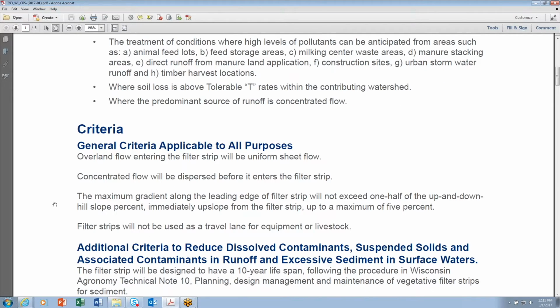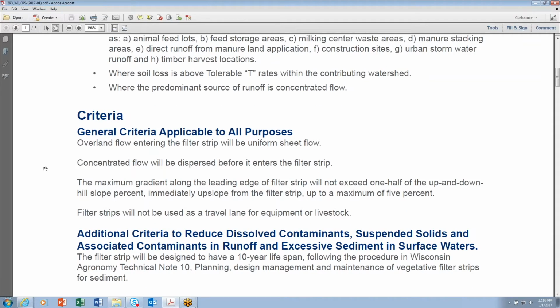Okay, so the general purposes: overland flow entering filter strips needs to be uniform sheet flow. The assumption is that we do have uniform sheet flow, and that's the purpose of the filter. So we're not talking about the grass waterways. That's just going to happen. We're looking at those to be treated, but the waterway itself is what's going to be treating it. So this is all about sheet flow and uniform distribution into those filter strips, and we'll talk a little bit more about what that means in the standard itself.